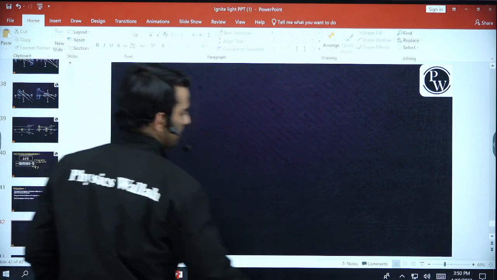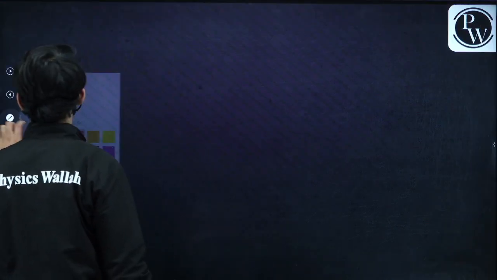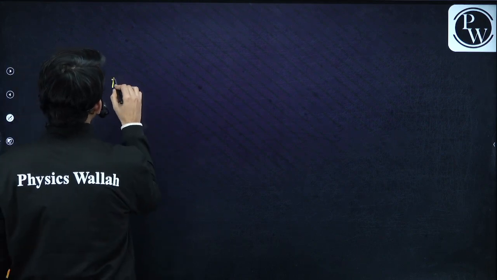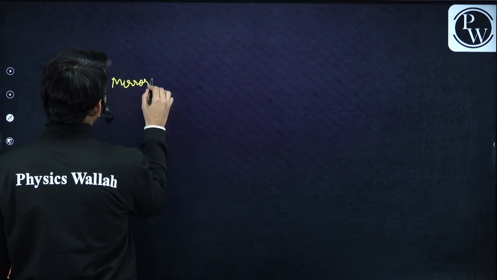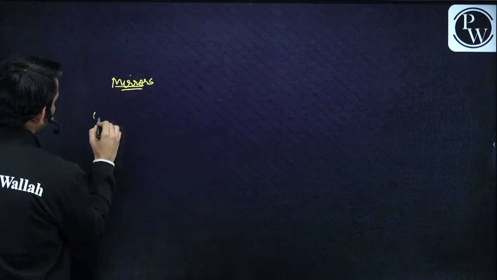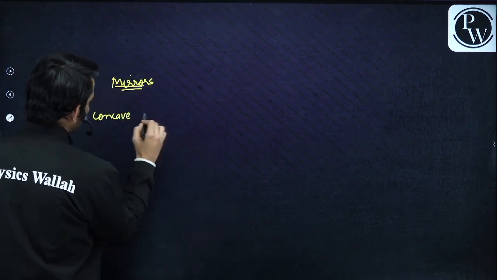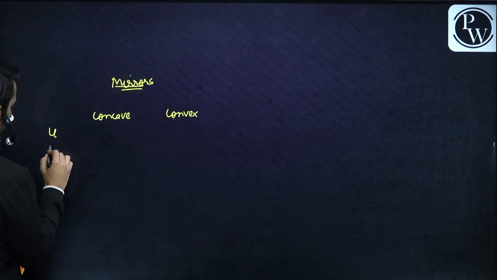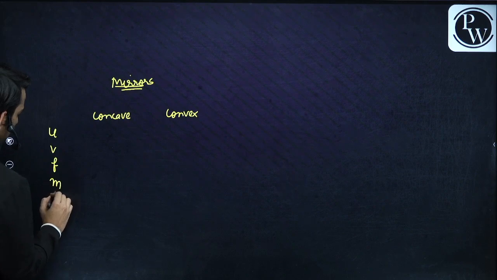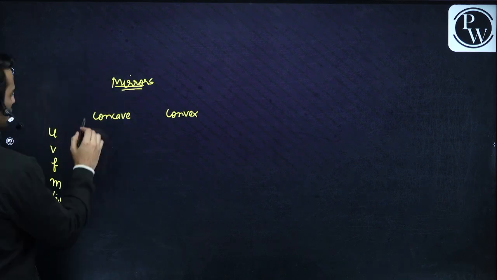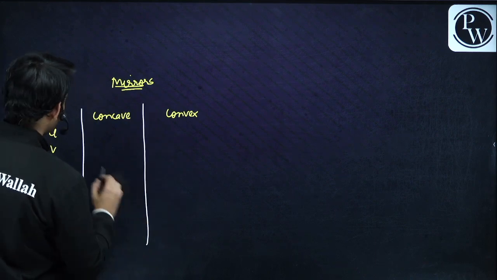See, basically you should be knowing the sign of magnification also. For various lenses and mirrors, we have various signs of magnification. For example, if I talk about mirrors, we have concave and convex, with the parameters u, v, f, m, h_i, h_o. Right, guys?